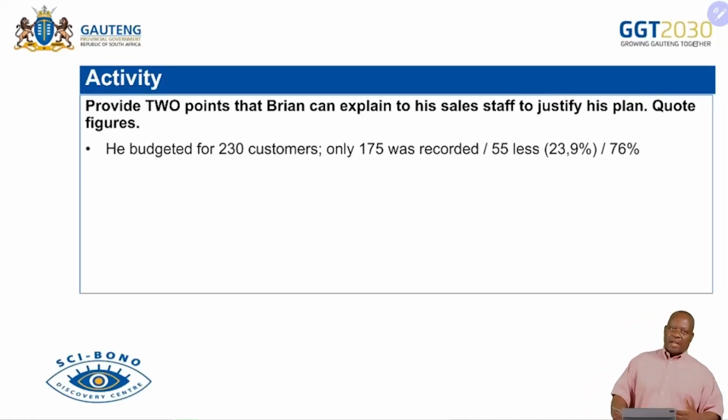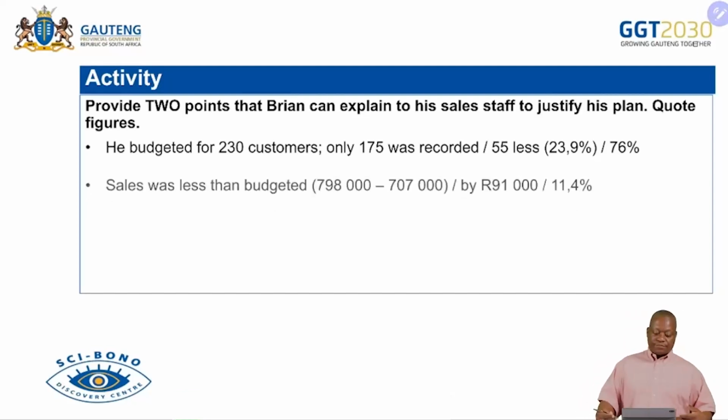This is one thing that you can say. The budget is for 230 customers and only 175 customers were recorded. 55 less. So what does that mean? It means there are some sales staff members who are left redundant because they have got no customers to serve. So I think the owner is justified for taking one off.